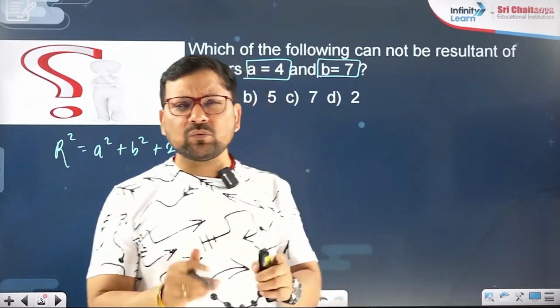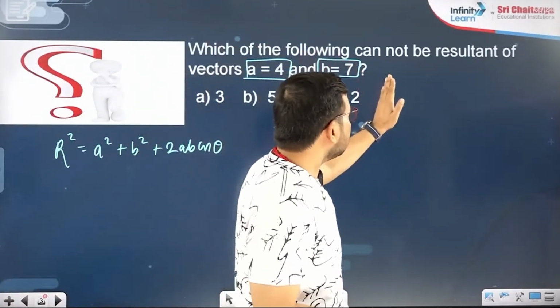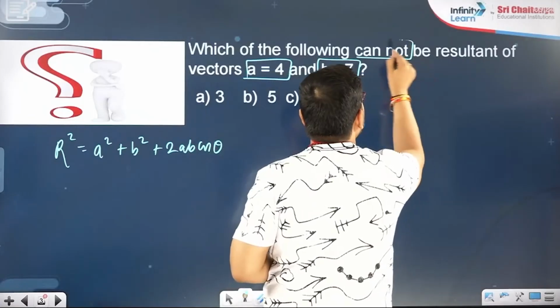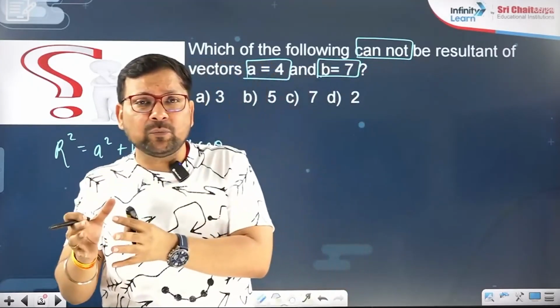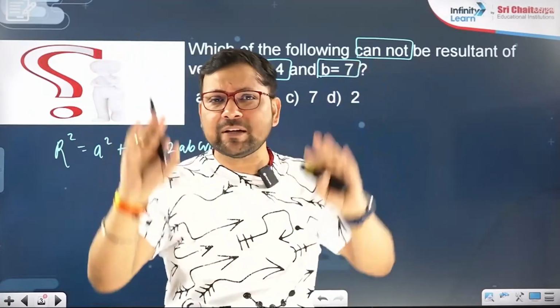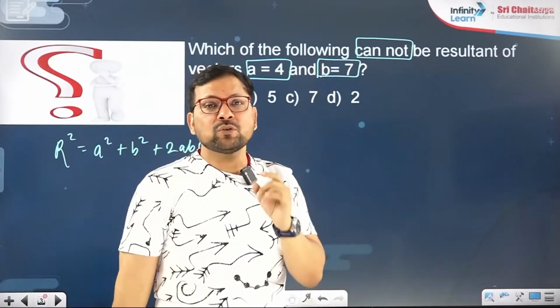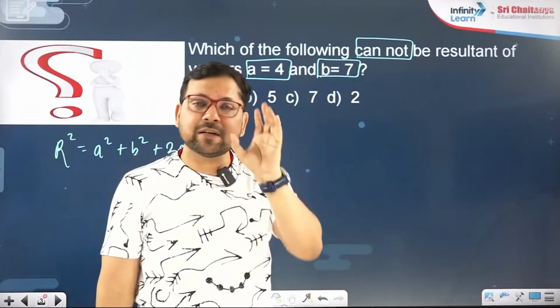But first we will understand what the question is asking us. Question is asking which of the following cannot be. We will focus here, cannot be. It means there is some condition on who can be the resultant, which cannot be the resultant. There must be some condition, because something cannot be means any number cannot be. So we have to think according to that what conditions are there to decide the resultant.